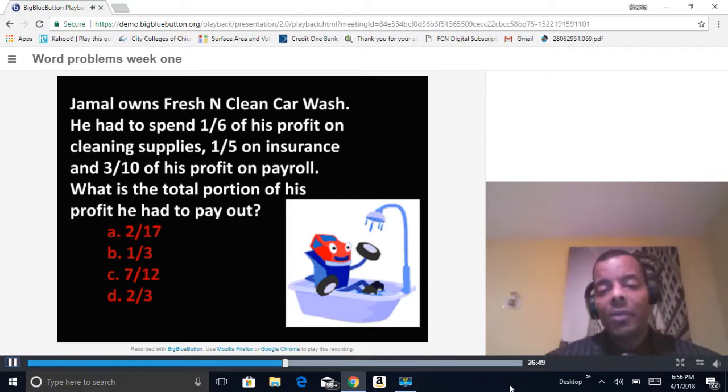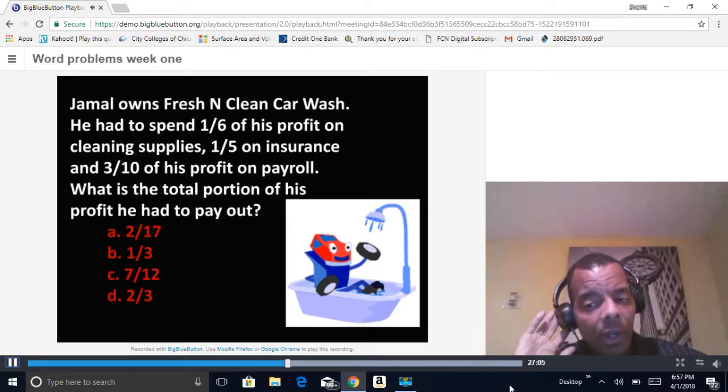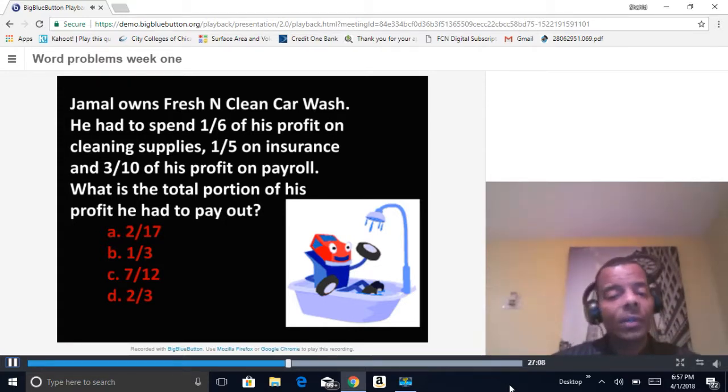So he paid out 1/6, that's a certain amount. He paid out another 1/5, and another 3/10. So we want to know, what is the total? Did we not just say total is a key word under what operation? Let me hear you. That is absolutely correct, under addition. So we have to add all the fractions of the amounts coming out of the profit from Jamal's Fresh and Clean Car Wash. So this problem ends up being another addition problem. We have to add all the fractions up to get the total.